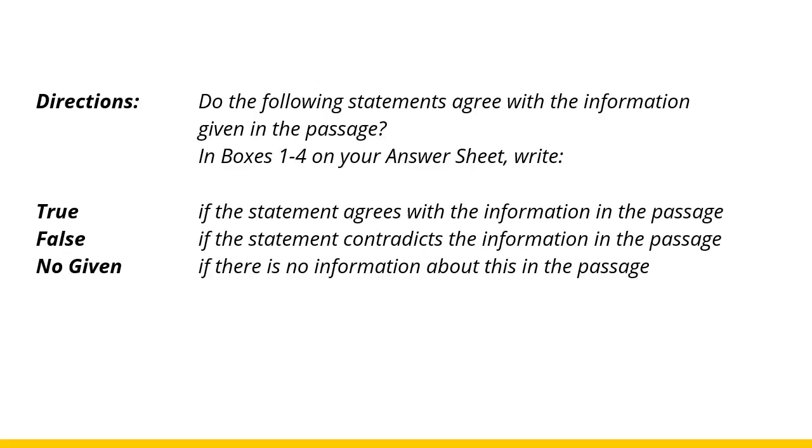When you have a true, false, and not given type of task in the IELTS exam, you'll be asked the following question. Do the following statements agree with the information given in the passage? In boxes 1 through 4 on your answer sheet, write. So here we have 3 important points, and as you remember, you'll be given different statements. Sometimes you might have 5 statements, sometimes it can be 3, and it can vary depending on the task.